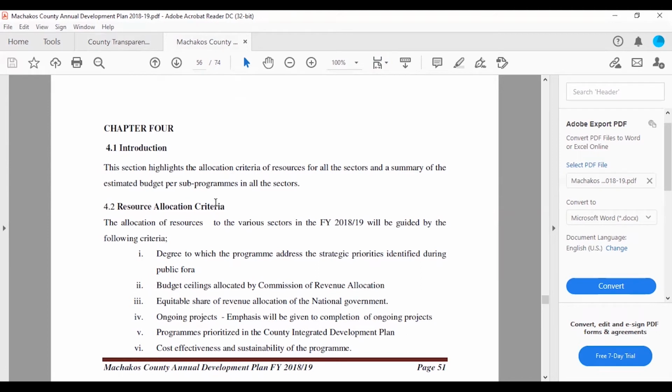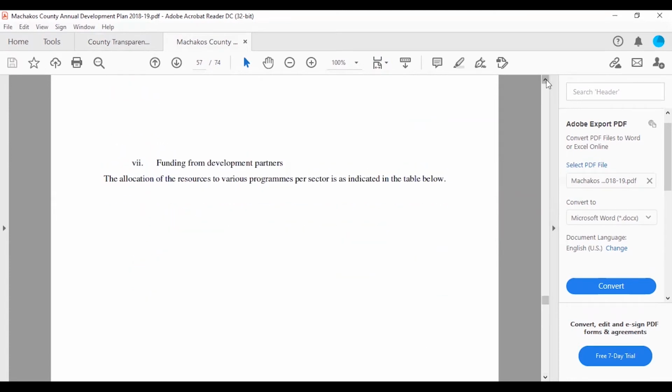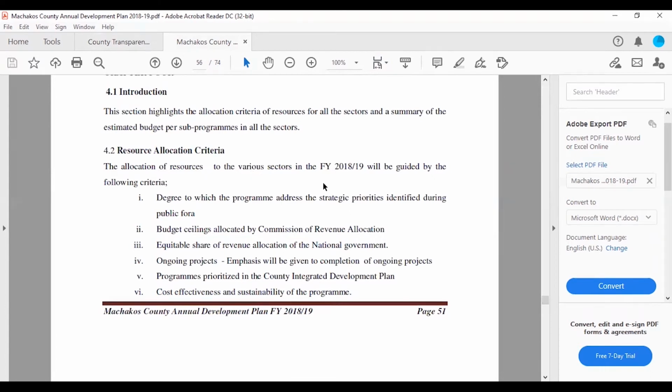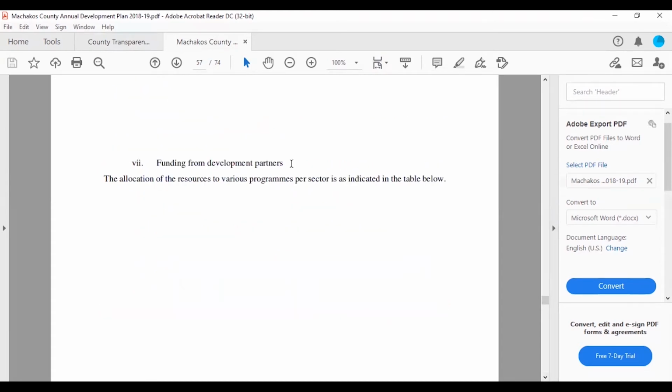So you can see that chapter 4 is saying, this section highlights the allocation criteria of resources for all the sectors and a summary of the estimated budget per sub-programs in all the sectors. So resource allocation criteria. The allocation of resources to the various sectors in the financial year 2018-2019 will be guided by the following criteria. Degree to which the program addresses the strategic priorities identified during the public forum, budget ceilings allocated by Commission of Revenue Allocation, equitable share of revenue allocation of the national government, ongoing projects, programs prioritized in the County Integrated Development Plan, cost effectiveness and sustainability of the program, funding from development partners, and the allocation of resources. The allocation of various sectors is as indicated in the table below. So let us look at that table.